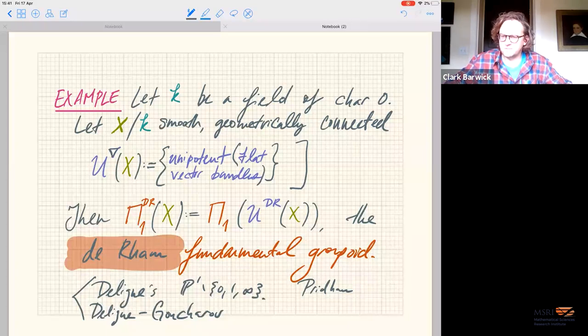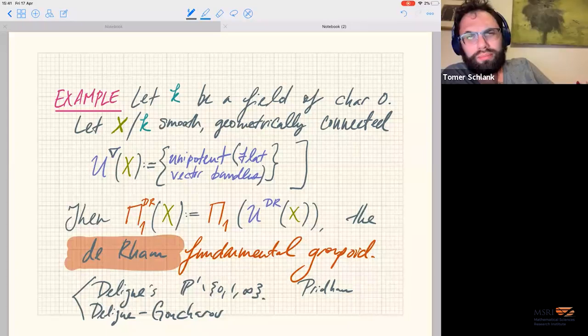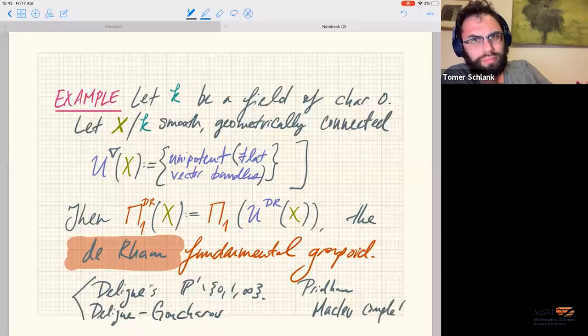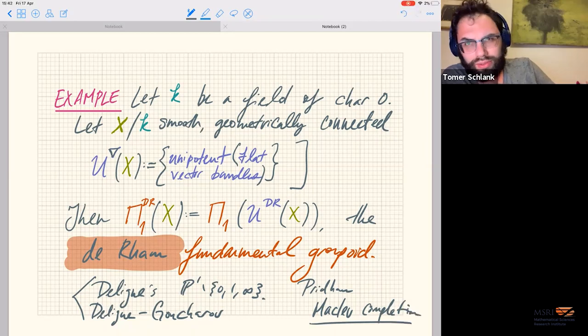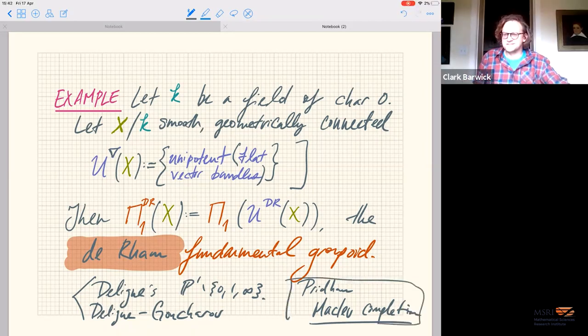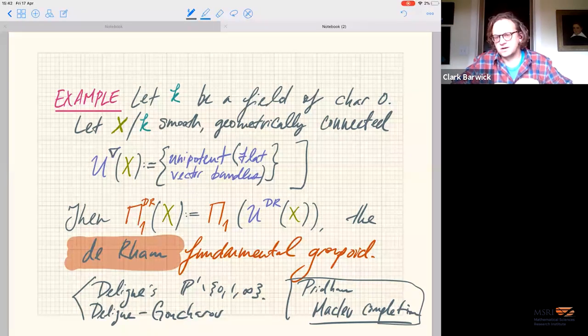So I don't know which paper of Pridham this might be. I don't remember the titles, but I think it's his first one about the Malcev completion things. I actually should read this myself; it's a note for me as much as for anybody else. But anyway, this de Rham fundamental groupoid, the way in which it compares to the original pi one, if K is say the complex numbers, is some kind of completion procedure. And that's what this Malcev completion being referred to is all about here.